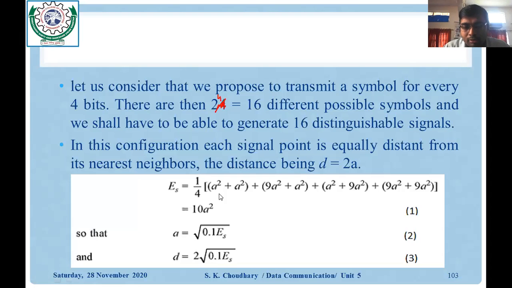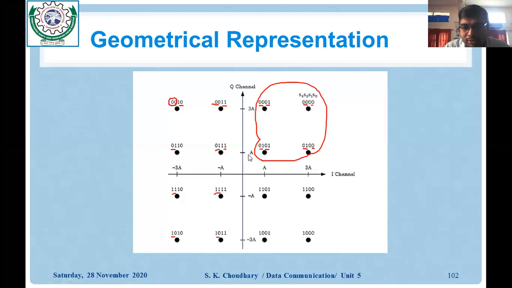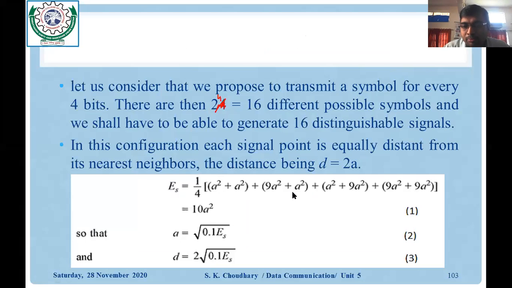And what is the distance of this? A square plus A square. You can see this first point: the distance along each axis is A, so to find the distance from the origin, it forms a right angle triangle. So A and A, giving A square plus A square. Similarly, for this point from the origin, the distance is 3A squared, which is 9A square, plus A square. So you can see here 9A square plus A square.